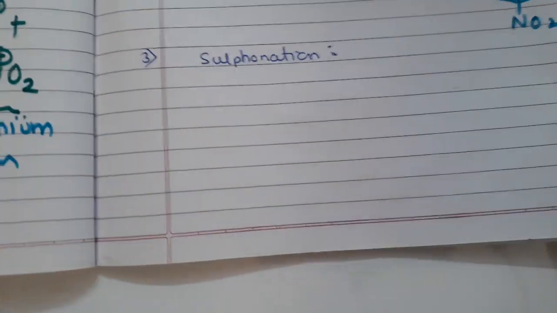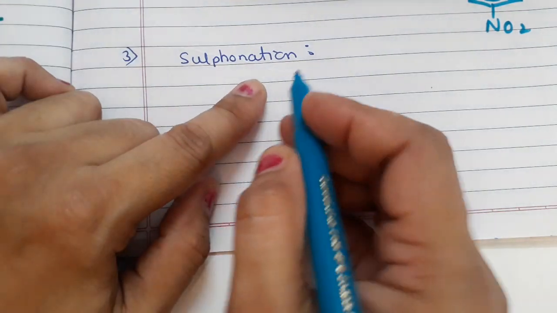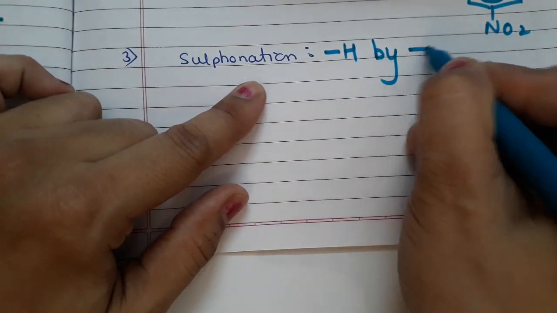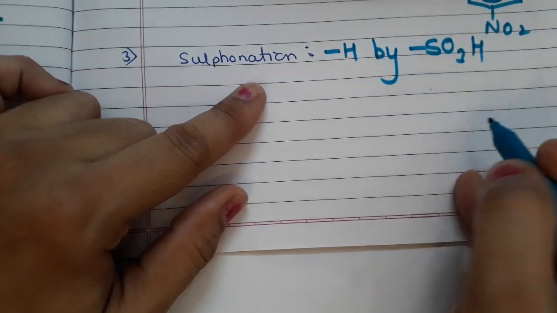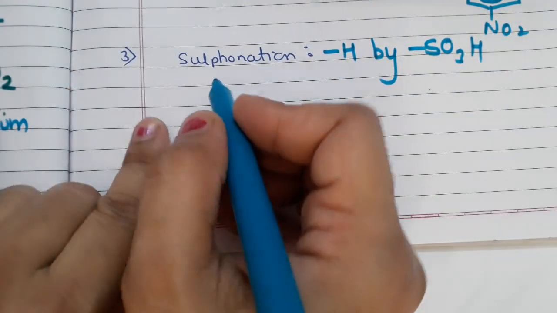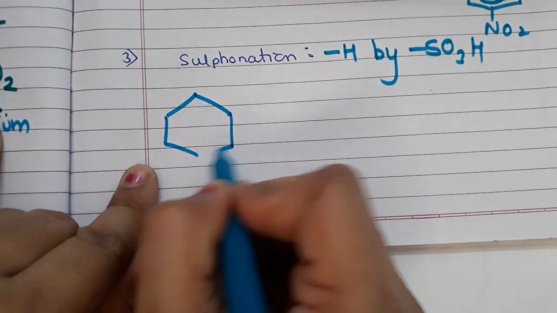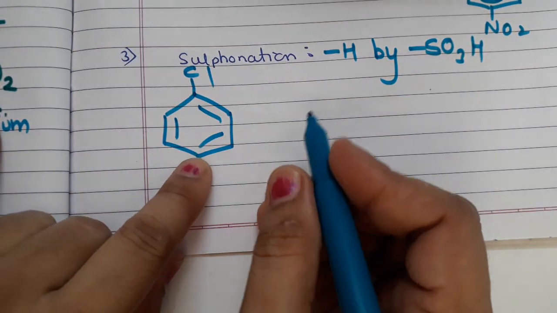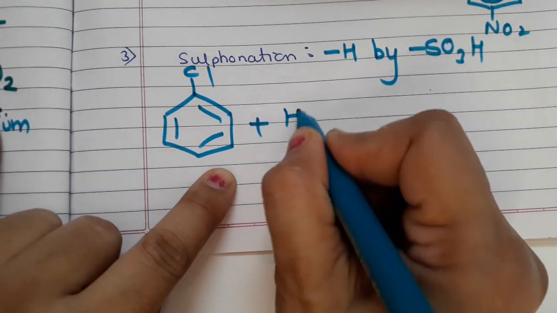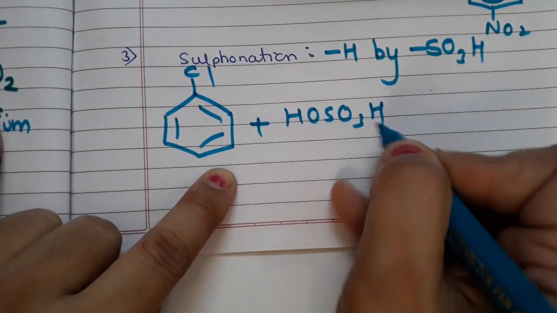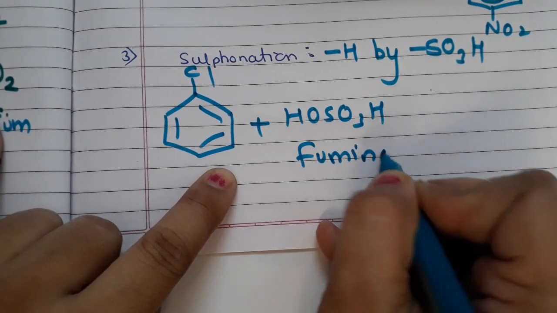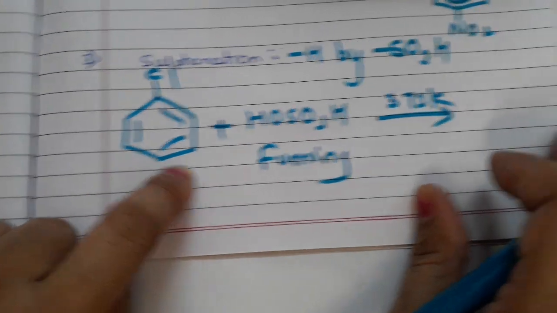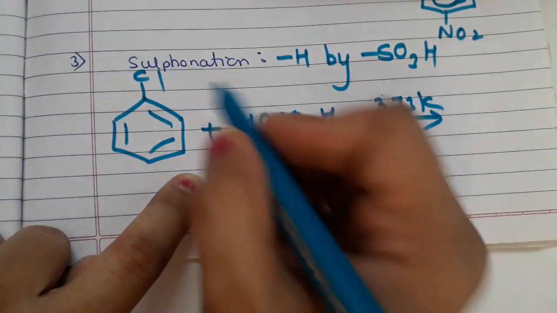Okay, now we will move on to the next reaction, sulfonation. So sulfonation, students, is to remove H and replace it by the sulfonic group. The name is sulfonic group. So it is very easy, students. You draw benzene, you draw now chlorobenzene, plus what we do is we take the fuming sulfuric acid at 373 Kelvin, and it is a very simple reaction.